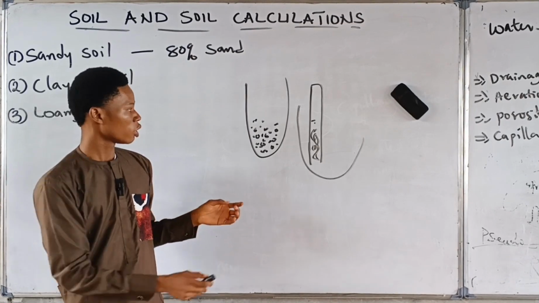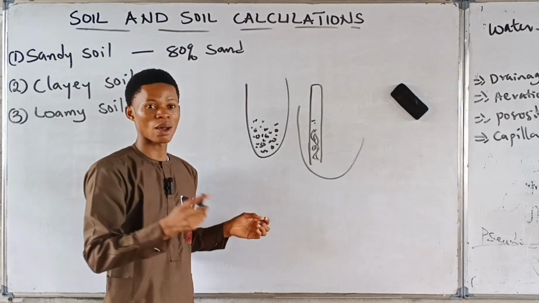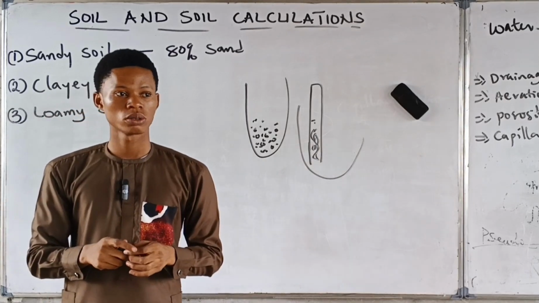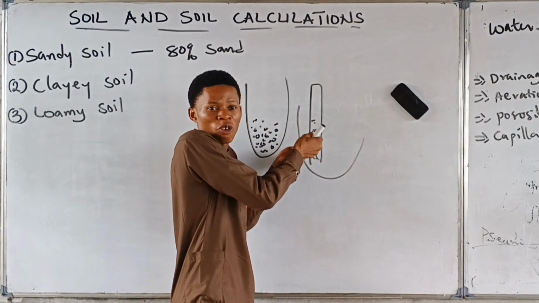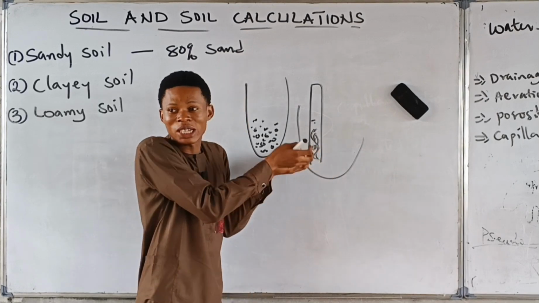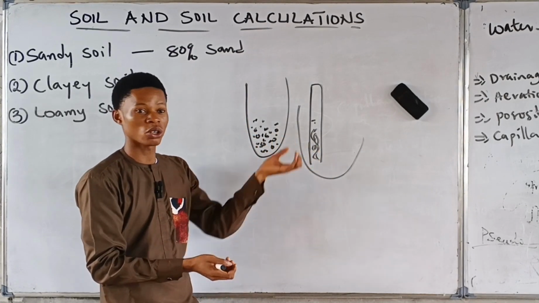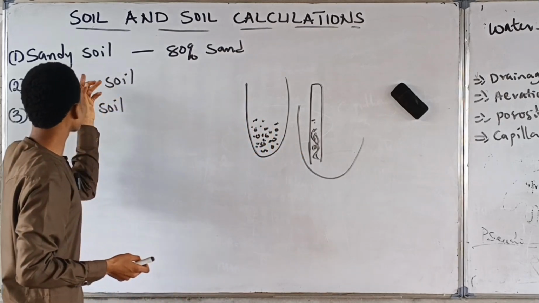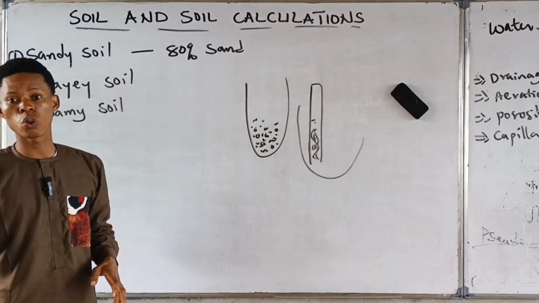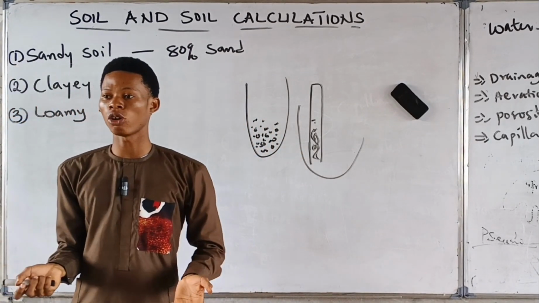In sandy soil, what happens to the capillary action? Is the capillary action high or low? It's low, because what now? This thing is so porous, it cannot hold water for a long time. So as the water is trying to climb up, it will be falling back because this thing cannot hold water for a long time. So the capillary action in sandy soil is low. It cannot hold water for a long time.